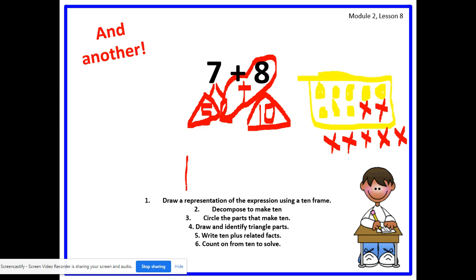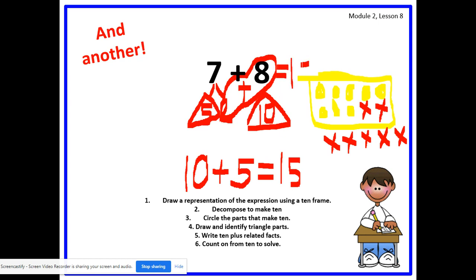Finally, go ahead and write your 10 plus fact. Press play to check your work. You should have written 10 plus 5. And what's 10 plus 5, boys and girls? Get ready. Yes, 15. Don't forget to write your solution up here too. 7 plus 8 equals 15.